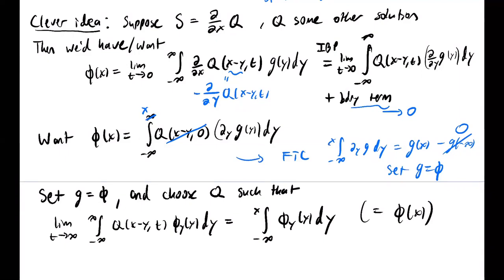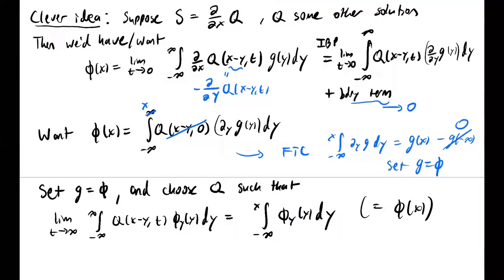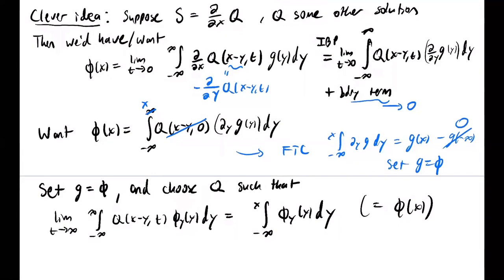And if you think about this for a few moments, you would see that this means I want q to be 1 in a certain range and 0 outside that range so that I kill off part of the integral. And so in particular, the following choice for q works. If I let q of x,t, the limit as t goes to 0 of q is equal to, let's say, 1 if x is bigger than or equal to 0, and 0 if x is less than 0.